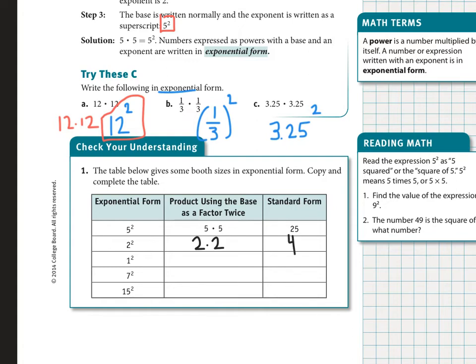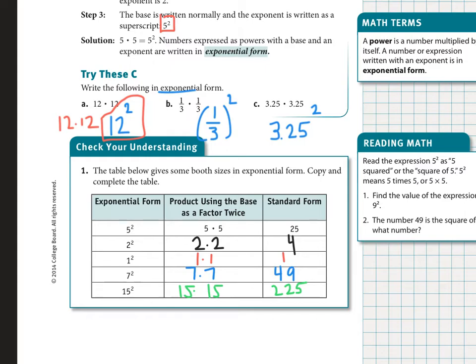Okay, what about 1 to the second power? The base is 1 times itself a total of 2 times. Okay, 7 to the second power, 7 times itself. What about 15 to the second power? 15 times 15. Anyone know without a calculator? 225. Okay, so it's a shortcut.